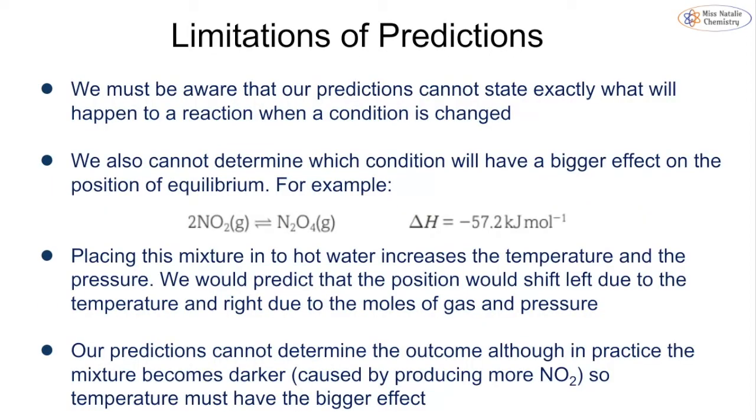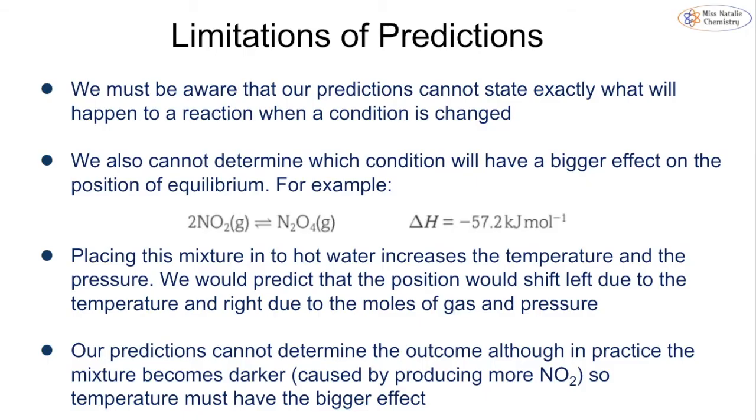Now, what we must be aware is that our predictions cannot say exactly what is going to happen when a condition is changed. So we need to understand that there is a determination of what condition is going to have the bigger effect. Now, the good thing is you are not going to be asked much about this, but you do need to be aware of our limitations. When you are making a prediction, you will only be asked about changing one factor. But in reality and industry, they have to take into account all the factors.